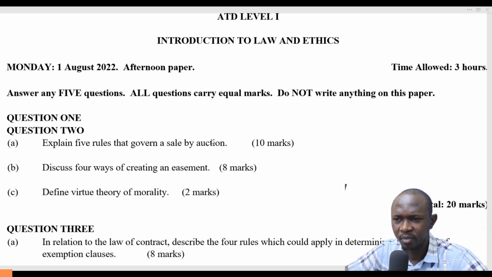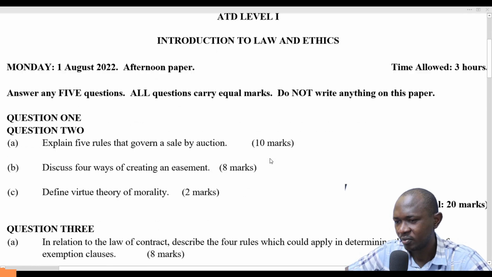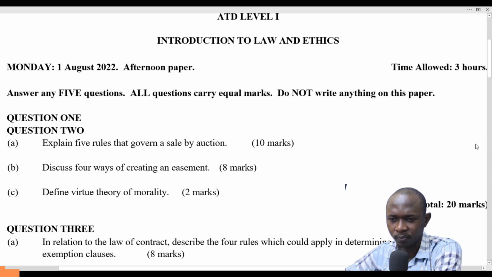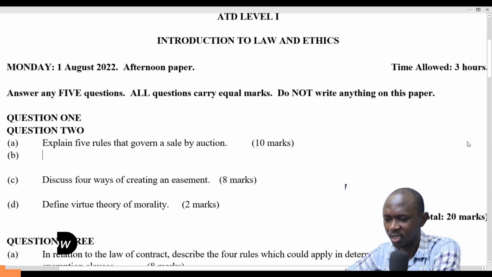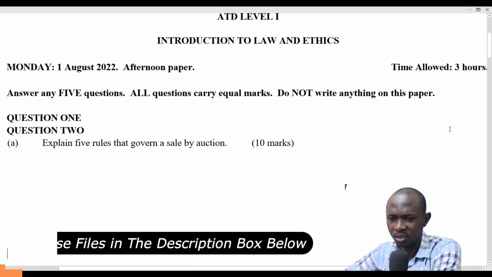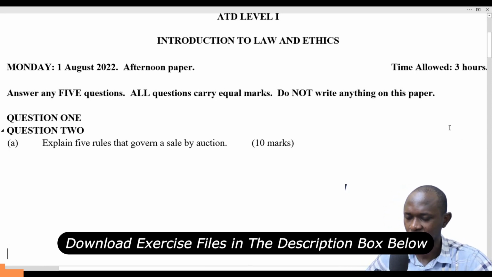So we'll start with the first part. Explain 5 rules that govern a sale by auction. Now, this is a sale of goods, and one of the ways is that we can sell goods through auction.